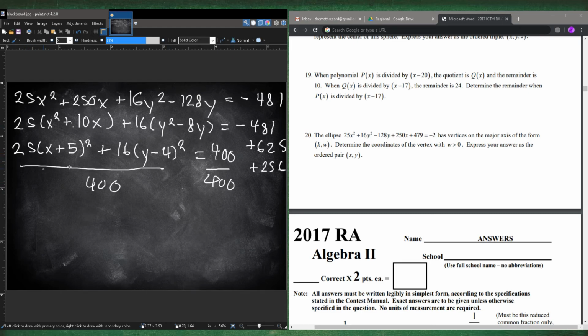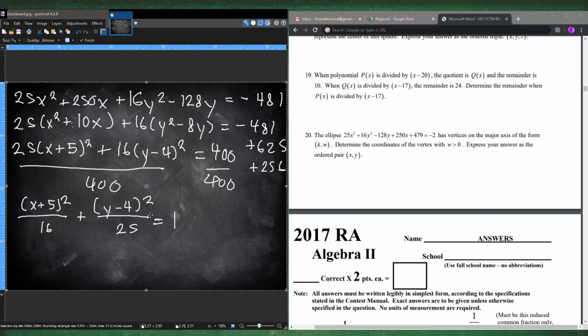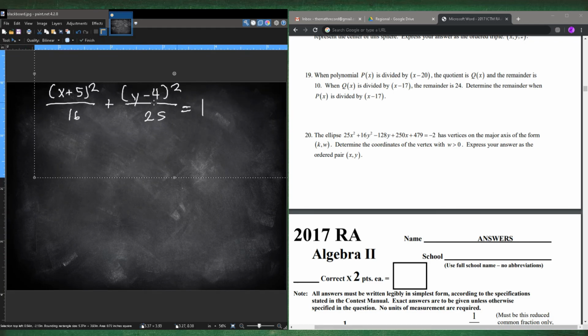So 25 divided by 400 is 16. So this side will be equal to (x plus 5) squared over 16. And then plus, right? We're going to split this into two terms. And then 16 divided by 400 is 25. So (y minus 4) squared over 25 is equal to 1. All we've been doing so far is rewriting the equation, so then it's in conic form. So this is our conic form.